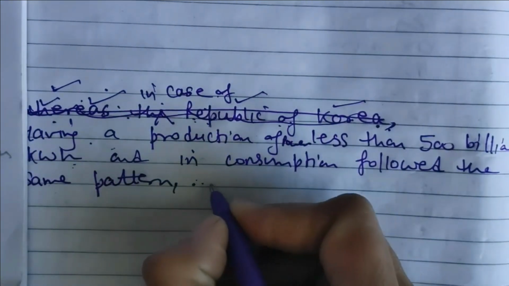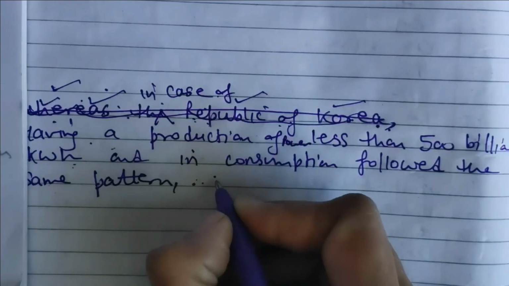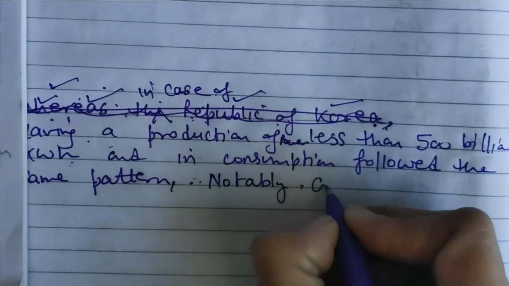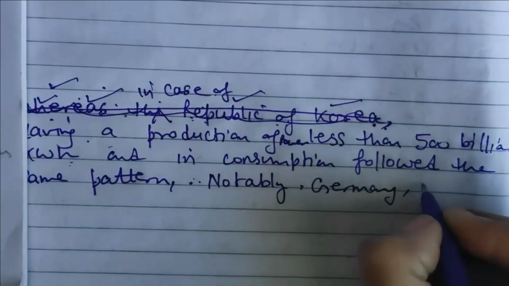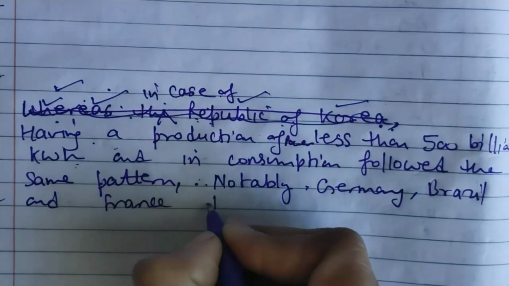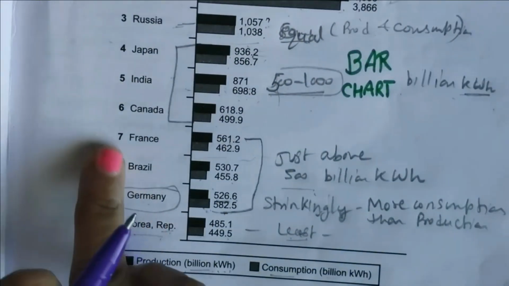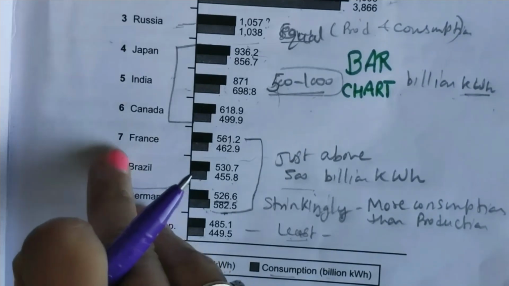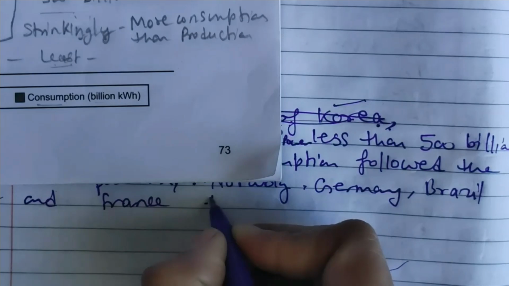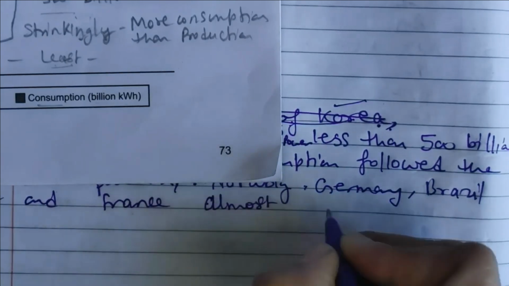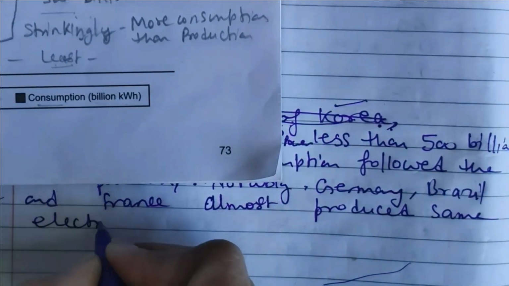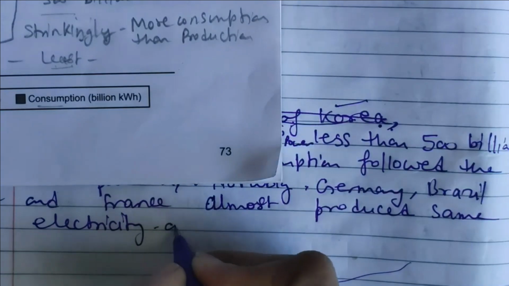Now we are left with these three also, France, Brazil and Germany. Here we can write, notably, you can always write notably, Germany, Brazil and France. What have they done? While France and Brazil almost produced the same electricity and consumed in the same manner.